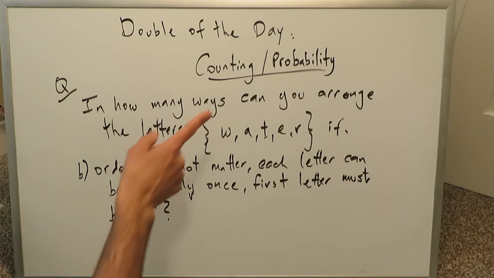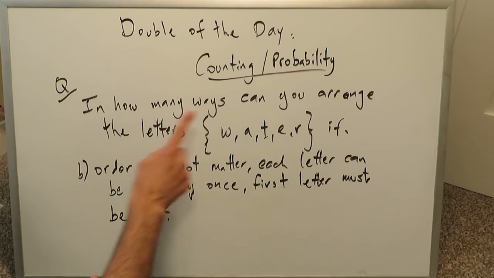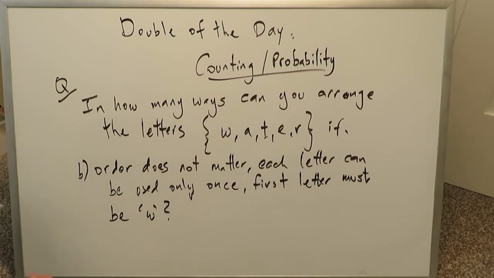Part B to this counting question states this: in how many ways can you arrange the following letters? You know what they are. If order does not matter, each letter can be used only once, but the first letter that you use must be the letter W. Now what do you do in this instance?